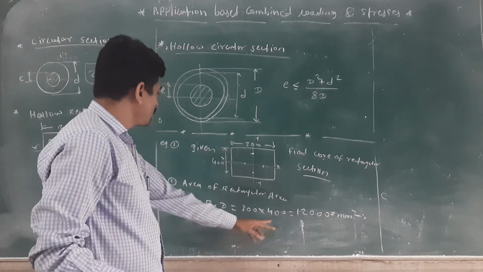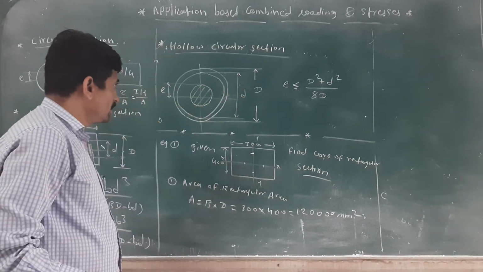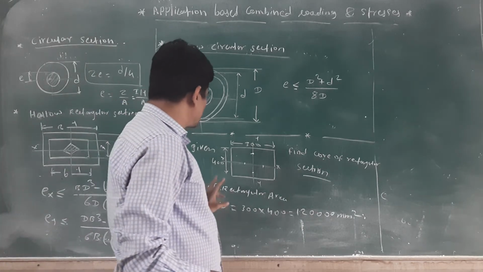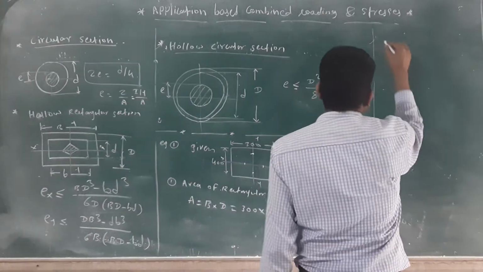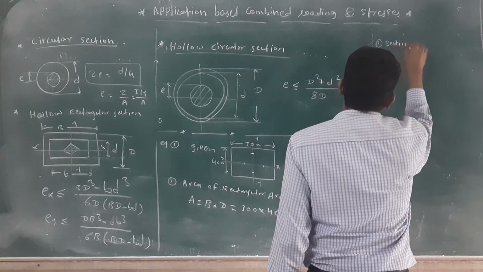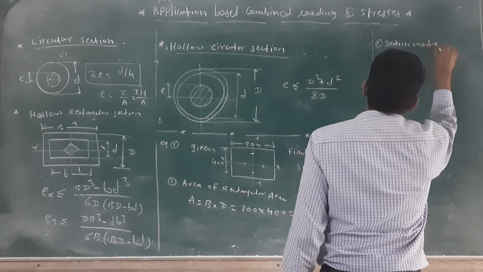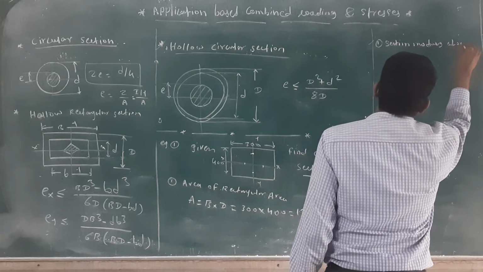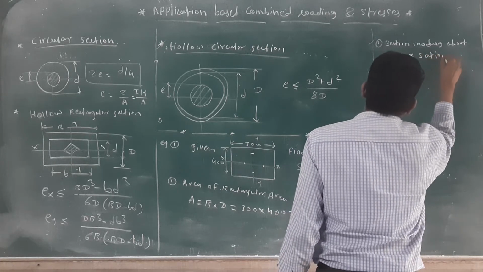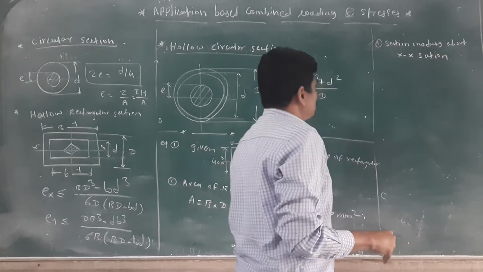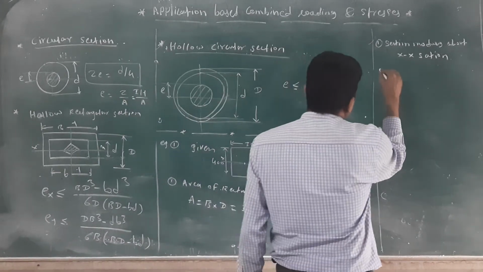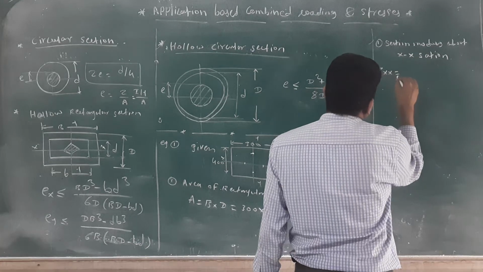1,20,000 is there, 300 into 400. Check that. Then second, we want to calculate the value of Zx. I will calculate here the section modulus. Section modulus about which section? XX section. Then you know that I have already solved this formula yesterday.